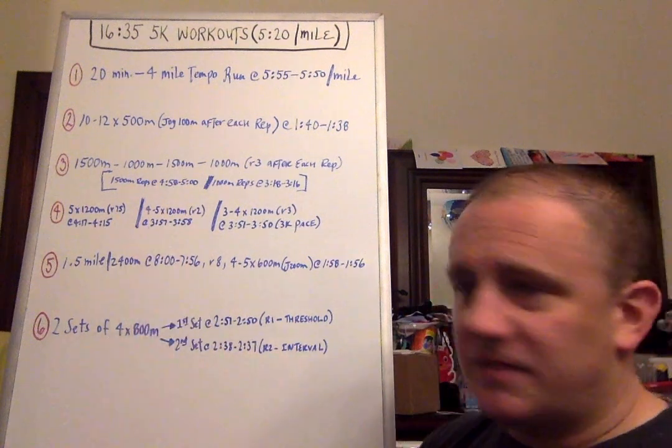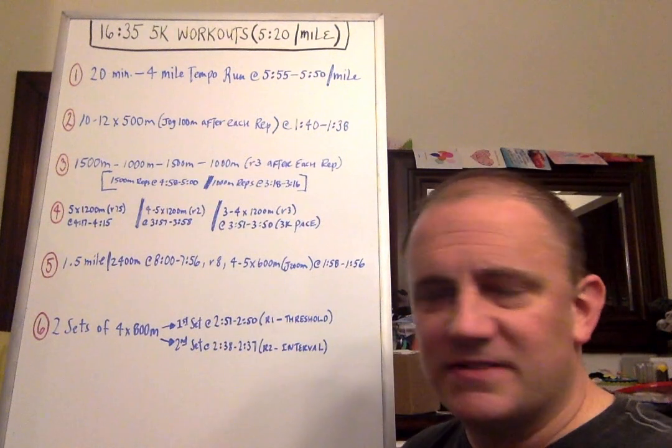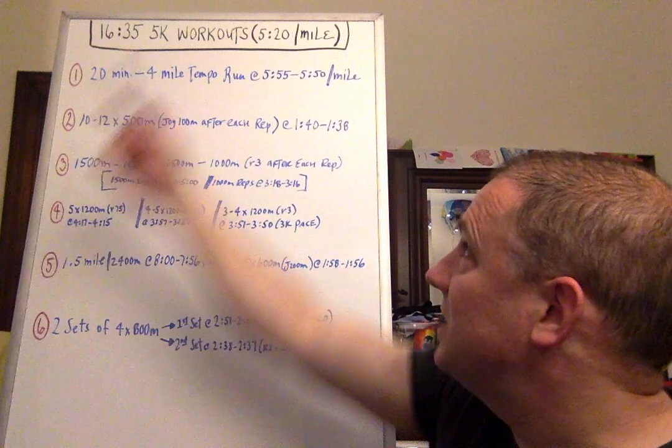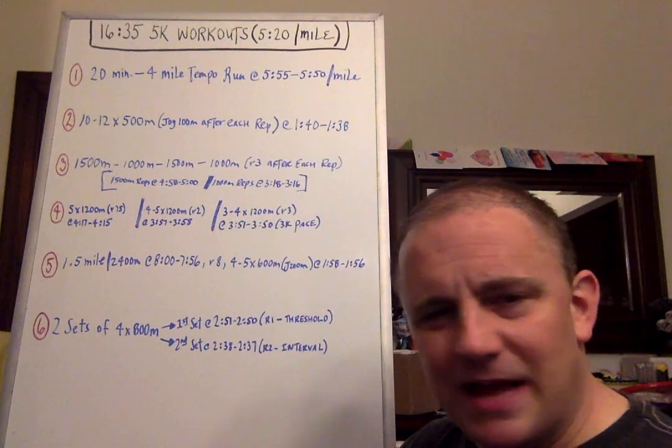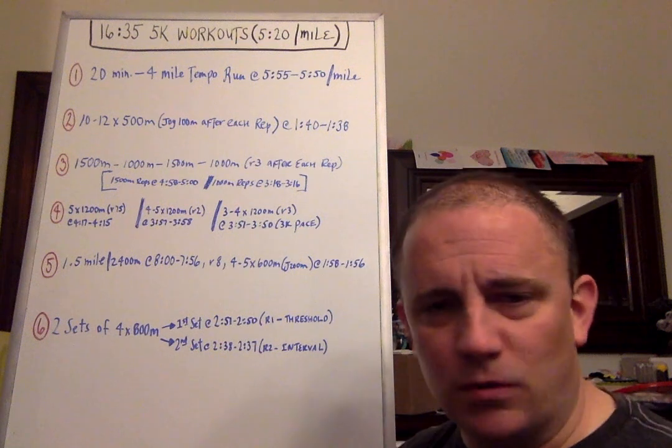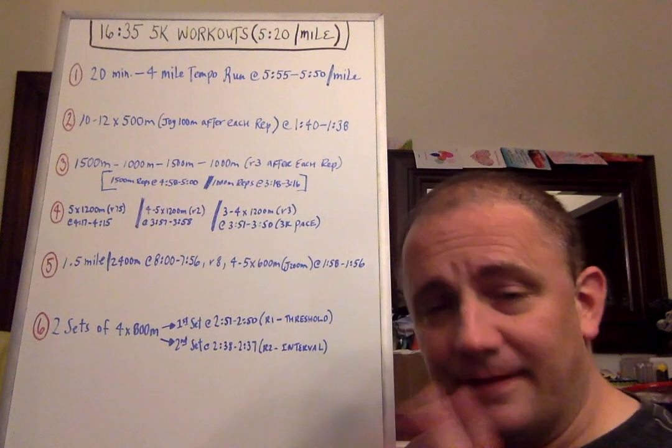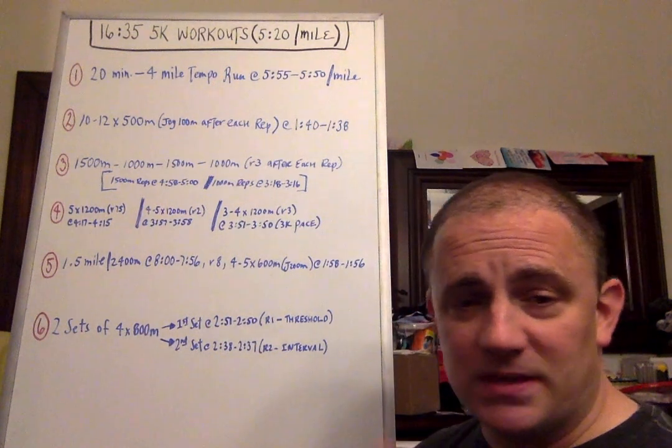3:57 to 3:58 per rep. It's about 5:17 to 5:18 per mile, just slightly faster. But again, if you need to slow it down, start at 4 minutes and work your way down, totally fine as well. And last but not least, 3 to 4 times 1,200.